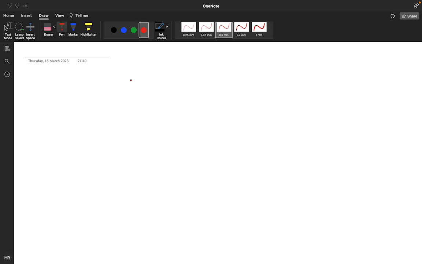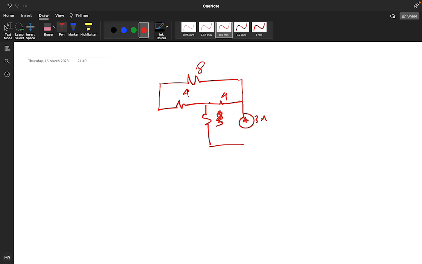Okay guys, it's your wish, you can solve the network like this also. This was 4, this was 4, this particular was 8, this was 3, this was 3, and this was 3 ampere. Okay, and you can use the nodal analysis also.